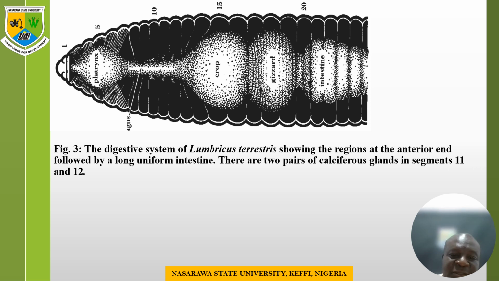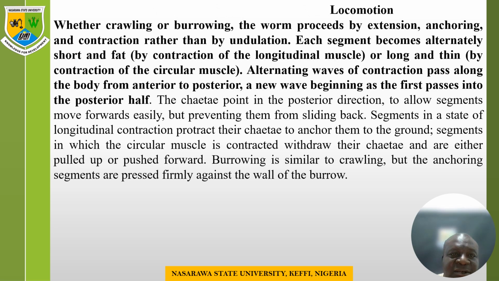This is the esophagus, the crop, the gizzard, the intestine, all the digestive tract of the earthworm. And it also carries out its normal digestion as is found among other organisms, conveniently without any challenge. You can see the diagram. That is the diagram now.